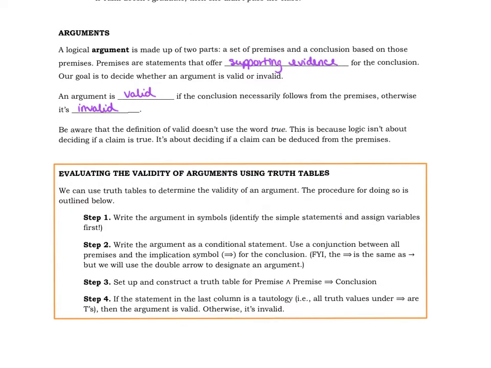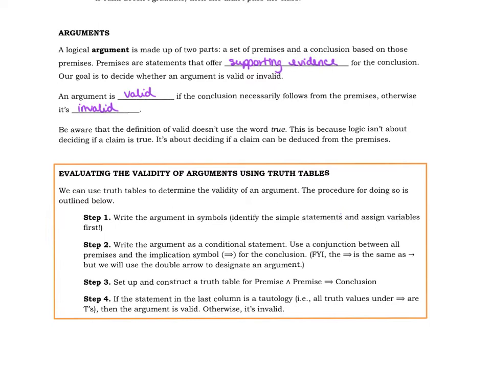So, here in this box, you have the steps that we're going to follow. First we're going to take our argument and write it in symbols, which means we have to identify the simple statements and give them variables. We will write the argument as a conditional statement, like an if-then, and we use a conjunction, remember that's "and", between all the premises, and the implication symbol, which looks like an arrow with a double thick line, for the conclusion. It means the exact same thing as the if-then arrow. It just shows that this is particularly an argument.